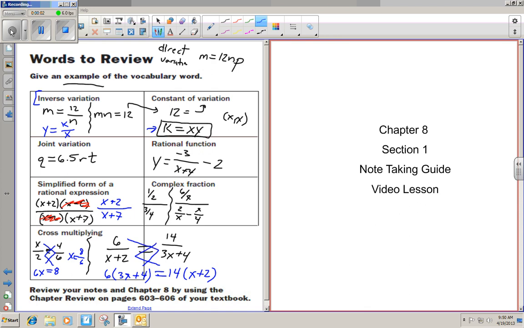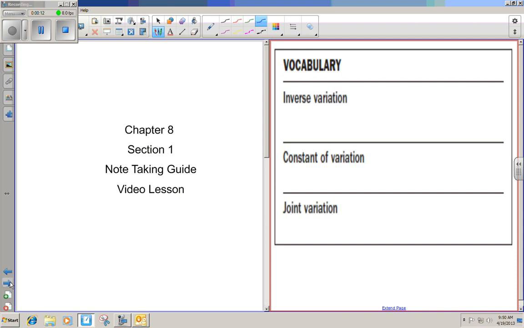Alright, so we just got done going over words to review. You're going to want to take a look at those throughout the course of Chapter 8, and especially before we take our test. Chapter 8, Section 1 is entitled Model, Inverse, and Joint Variations. So, an inverse variation is when two variables show an inverse variation.